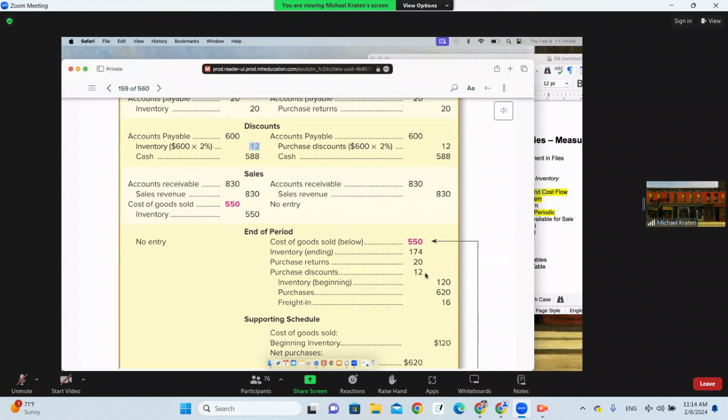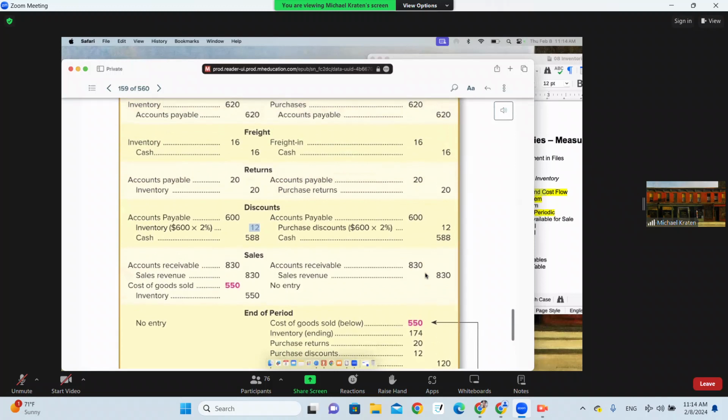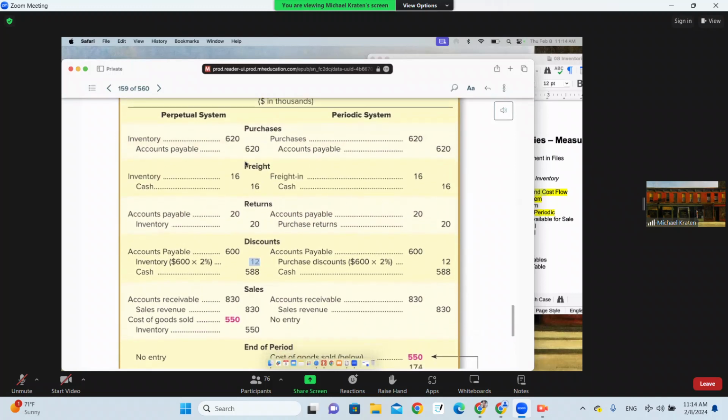How much of this do I think is quiz worthy? Number one, I would like you to see and to understand the left column. And I do want you to understand, as we discussed, that freight or shipping costs is part of the cost of acquiring the asset.